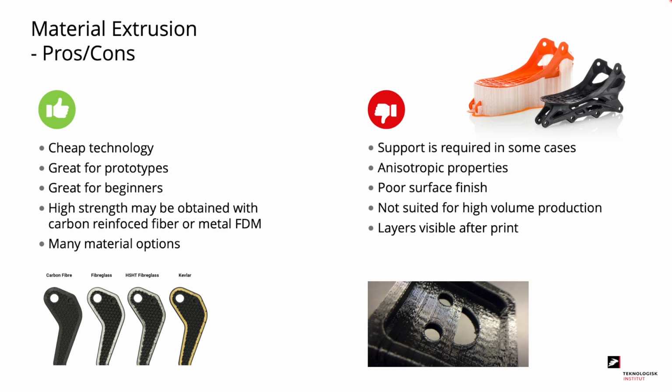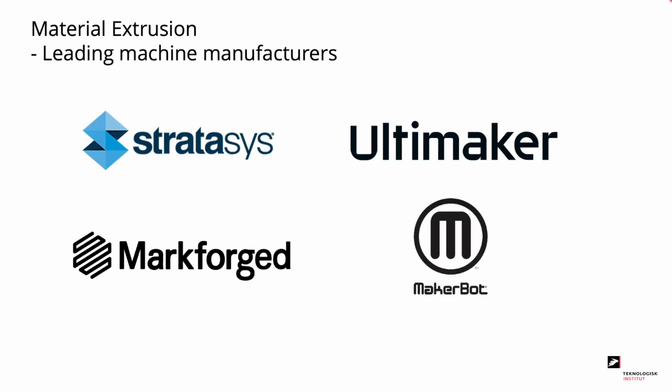Let's have a look at the pros and cons of the material extrusion technology. The pros include the technology being cheap. It is great for prototypes, and it is great for beginners. Some of the cons include support being required in some cases. The properties are anisotropic, and you will obtain a poor surface finish. The leading machine manufacturers within material extrusion include Stratasys, Ultimaker, Markforged, and MakerBot.